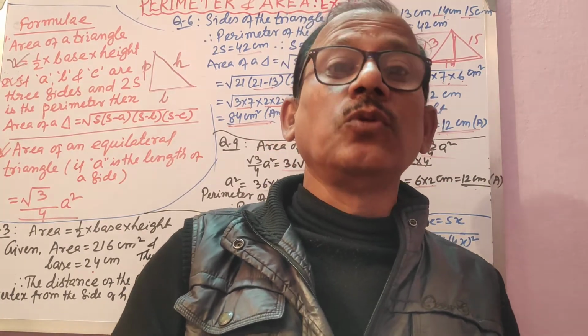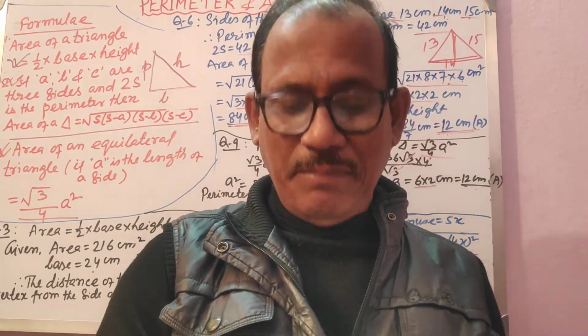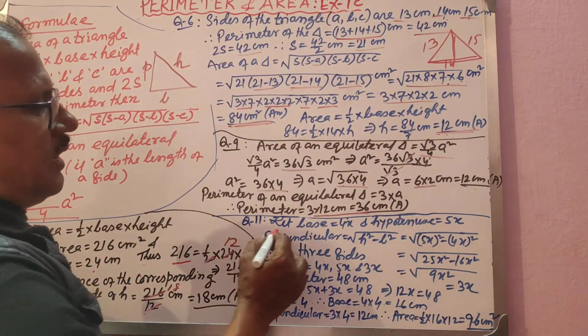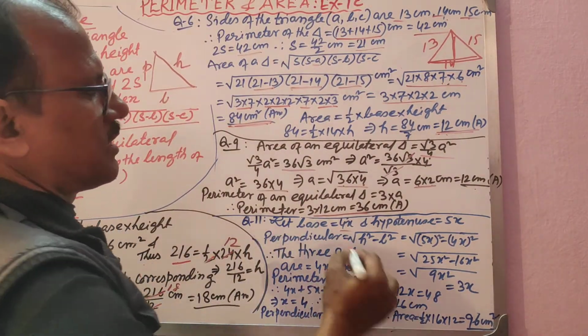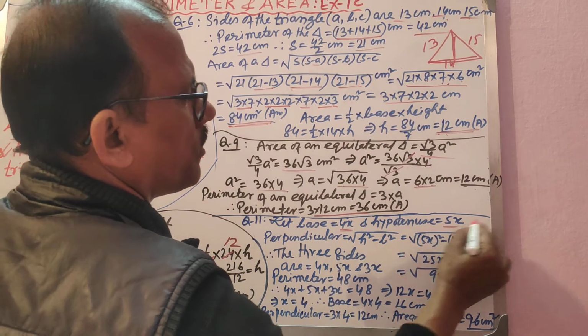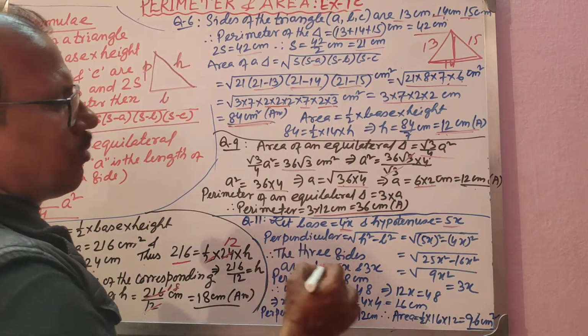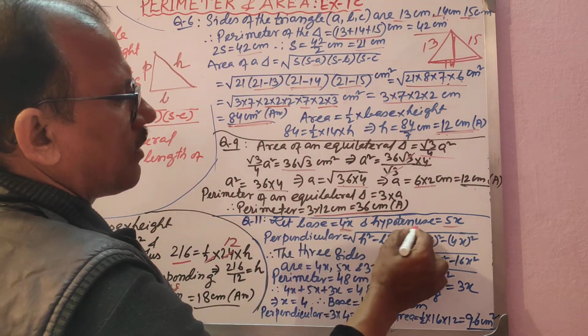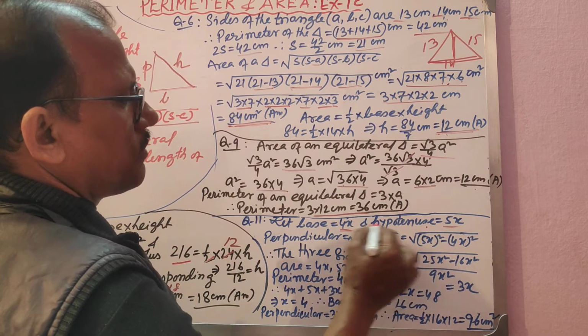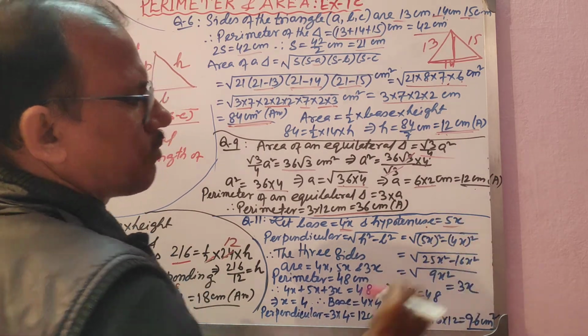So perpendicular will be root over of hypotenuse square minus base square. That is what you will need to do. Let the base be 4x. It is given in ratio, so let it be 4x and hypotenuse be 5x. Therefore perpendicular will be what? Hypotenuse squared minus base squared: 5x square minus 4x square.